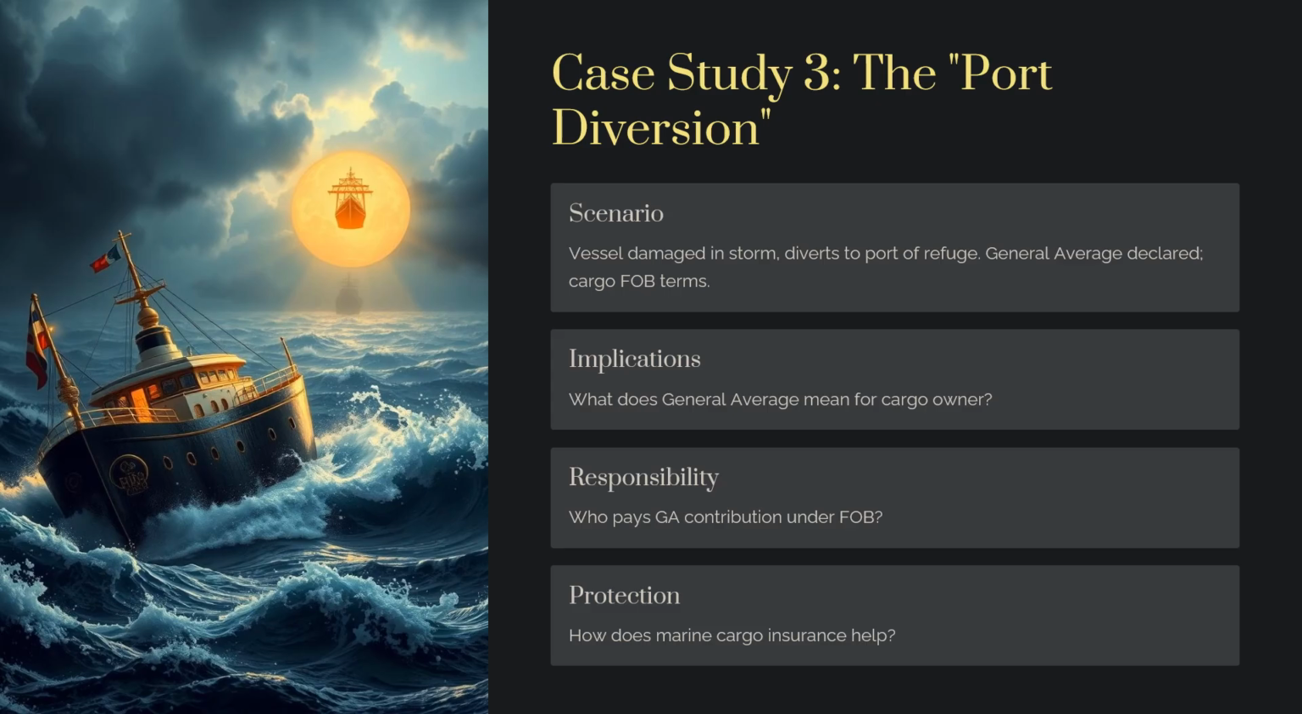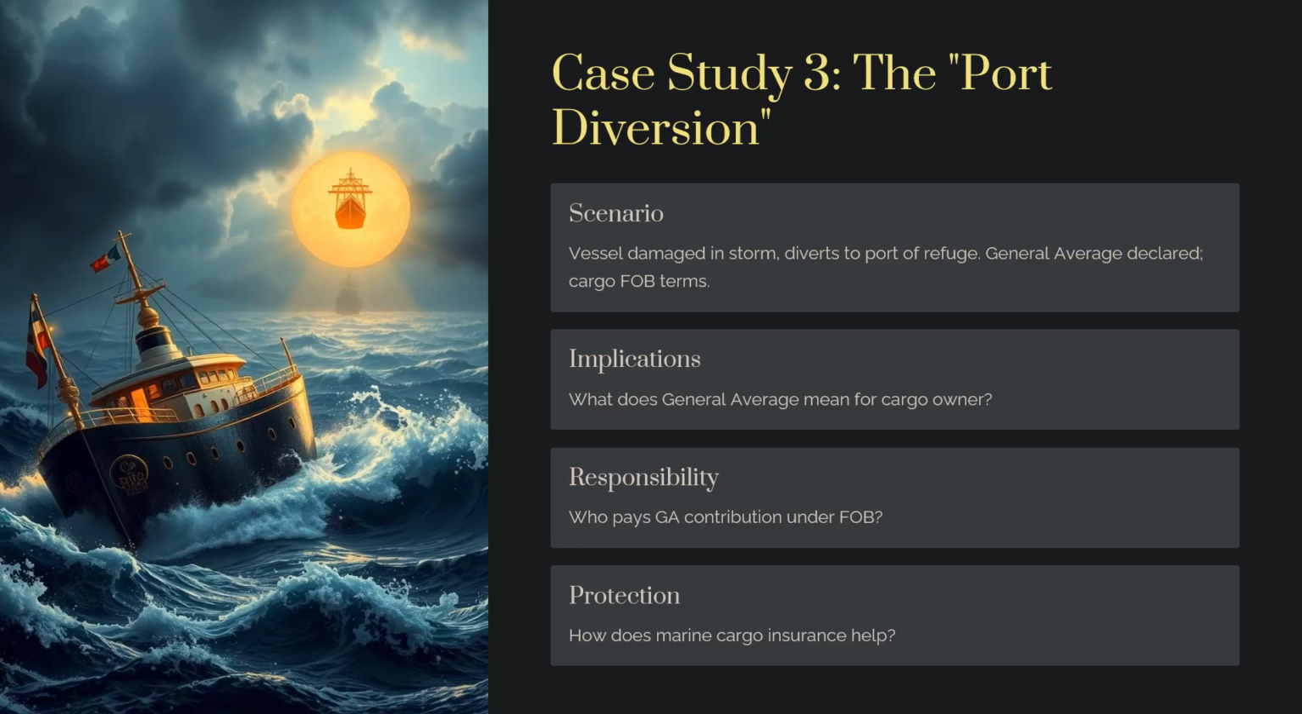Our final case study is case study 3, that is the port diversion. Imagine this scenario: a large cargo vessel, with your goods on board, encounters a severe storm. The ship gets damaged and has to divert to an unplanned port of refuge for emergency repairs. This causes significant expenses. The ship owner then declares a general average. To add to the complexity, your cargo was shipped under FOB, that is free on board, Incoterms.